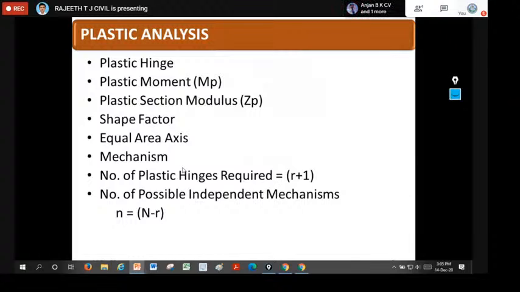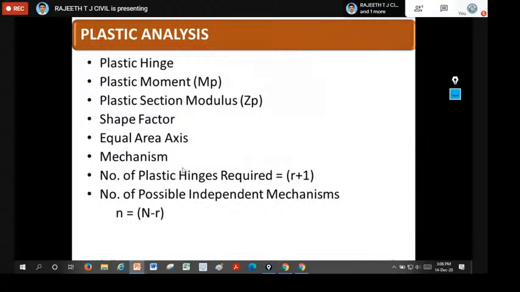Plastic hinge. So plastic hinge is the zone of yielding due to flexure of the member. When the steel member is subject to excessive load, all the fibers will yield in the material. Finally, they're going to form a hinge. After the formation of the hinge also, the member will continue to take the load by continuous rotation. That portion we call plastic hinge.